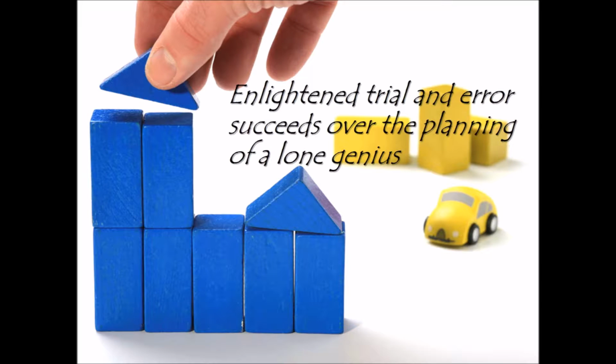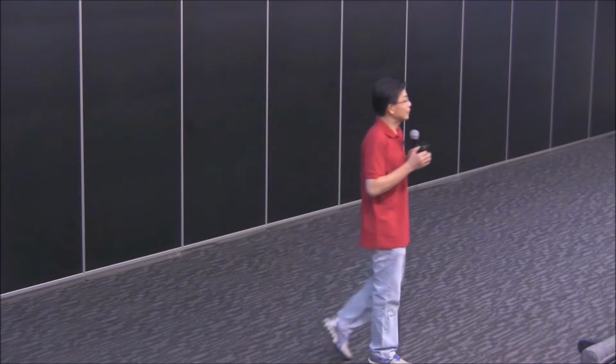Now the other way of describing the philosophy is by Peter Skillman, you know the video I showed you guys? He said, enlightened trial and error succeeds over the planning of a lone genius. What this means is that a bunch of average guys going through trial and error will beat one genius sitting in his room. But it's not just dumb trial and error, it is enlightened trial and error, which means you make an error, you learn from it, you correct it. You make some more errors, you correct them, you keep correcting, right? The average team can outperform a lone genius sitting in his room.